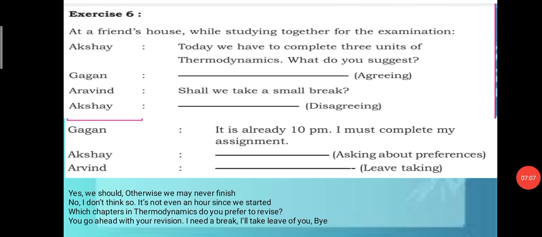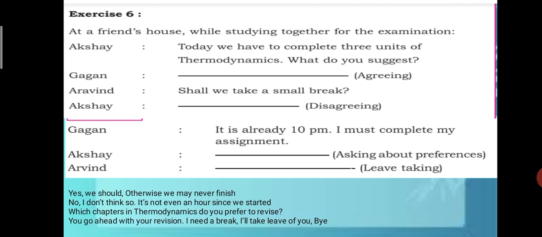So we are moving to another exercise, that is exercise number 6. At a friend's house while studying together for the examination. Here the situation is somewhat different than the earlier situations. Each time they are asking for a different situation. So Akshay is asking, today we have to complete 3 units of thermodynamics. What do you suggest?